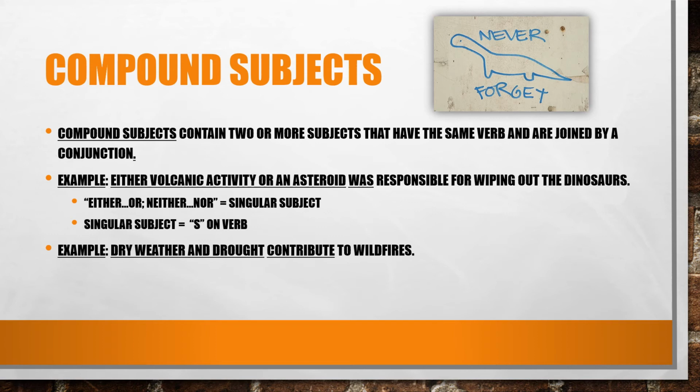And now we have a different conjunction. We have the conjunction and, okay? If we have the conjunction and in a compound subject linking these two nouns together, which we do, then it makes it a plural subject, dry weather and drought, okay? So now if we have a plural subject, again, we go back to the original rule, okay? A plural subject means that our verb does not end with an S, okay? So it's dry weather and drought contribute to wildfires, not dry weather and drought contributes, okay?